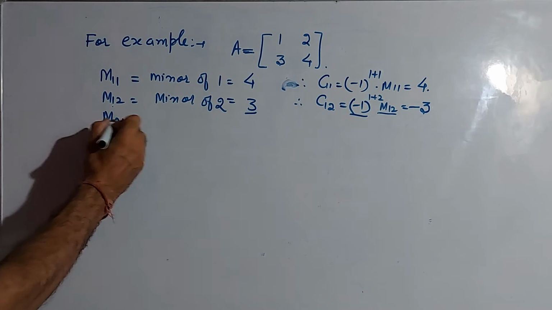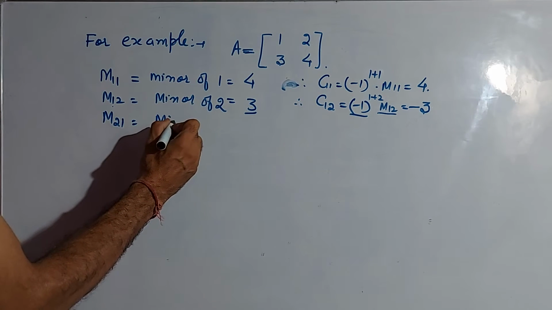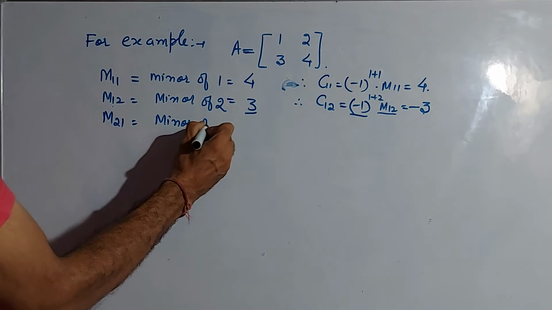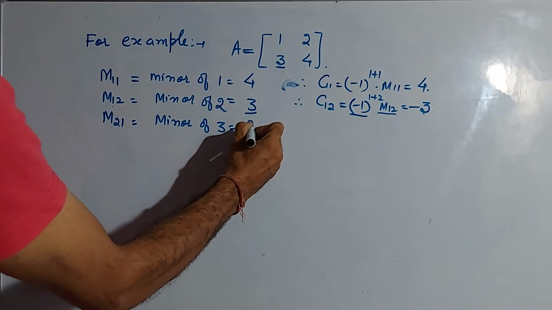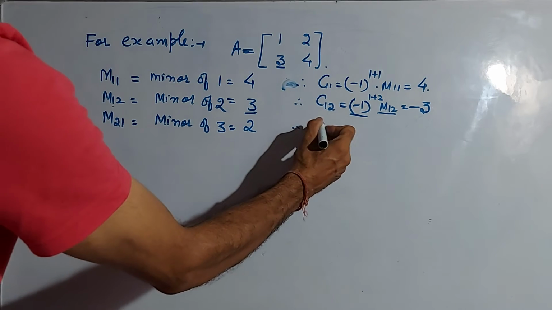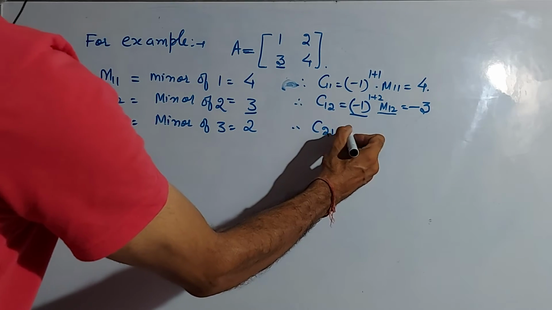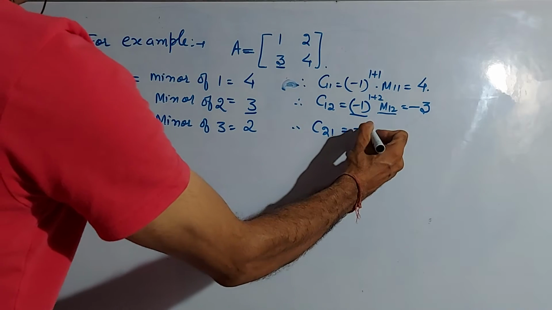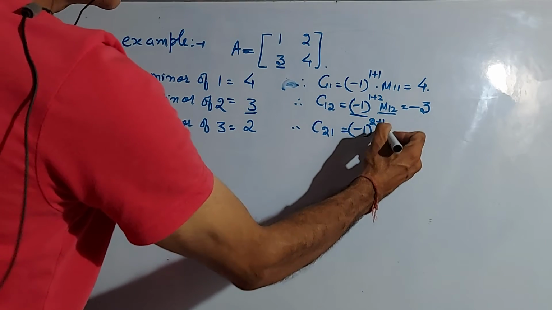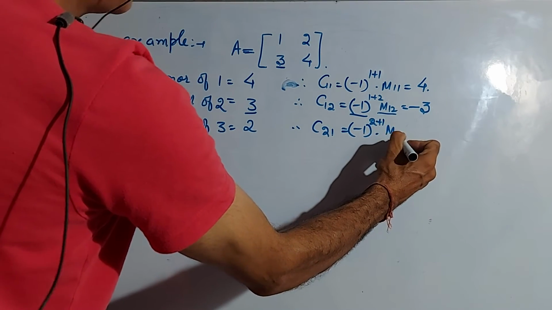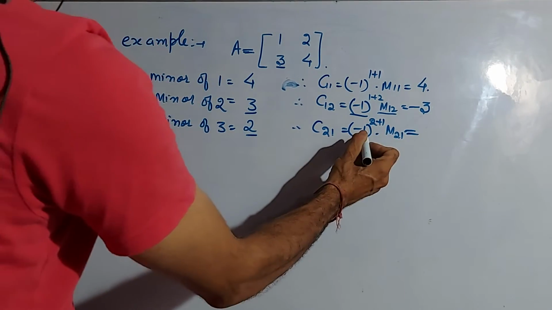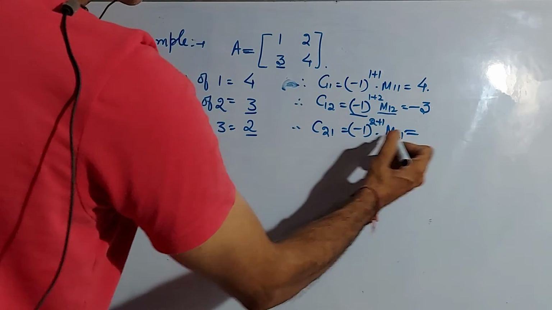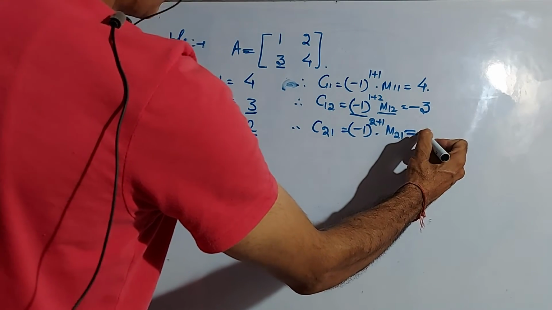M21 is the minor of element 3. So delete this and we get 2. Therefore, C21 is equal to minus 1 raised to the power 2 plus 1 into M21. M21 is 2 and this value is minus 1, so minus 2.